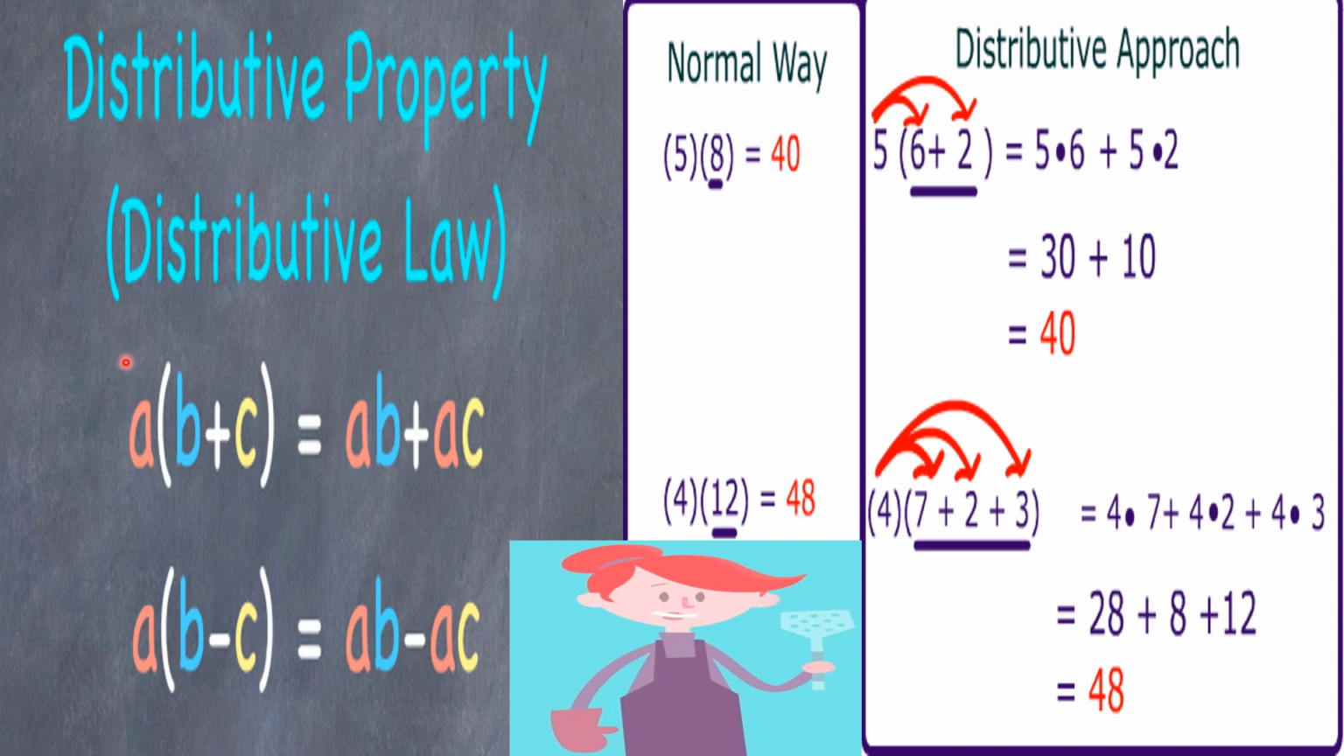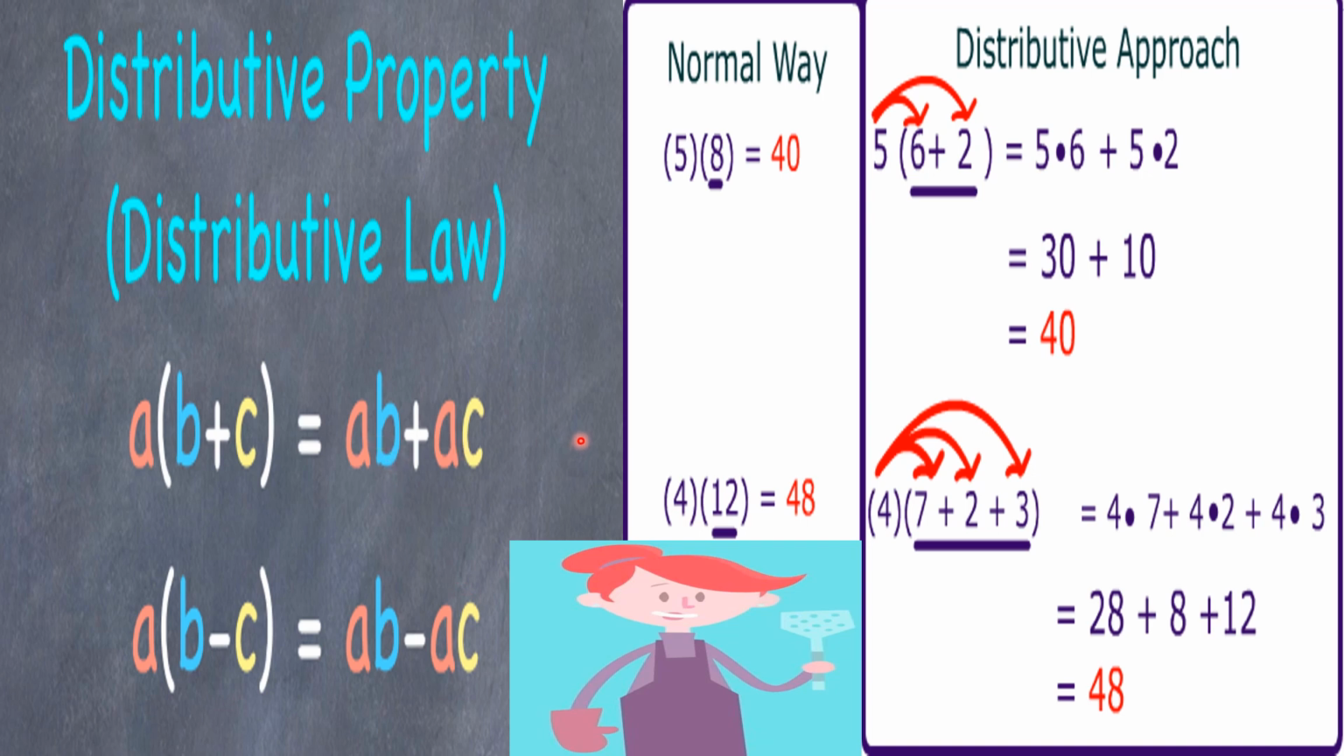Here, you can also say it's a distributive law, which states that A into B plus C is distributed as A into B plus A into C. This you call the distributive law of multiplication over addition. That is, this multiplication is distributed over addition. And here you can have a minus or negative sign also instead of addition. If you have a negative sign, you have to take it as negative over here. That is, it is distributed over subtraction.